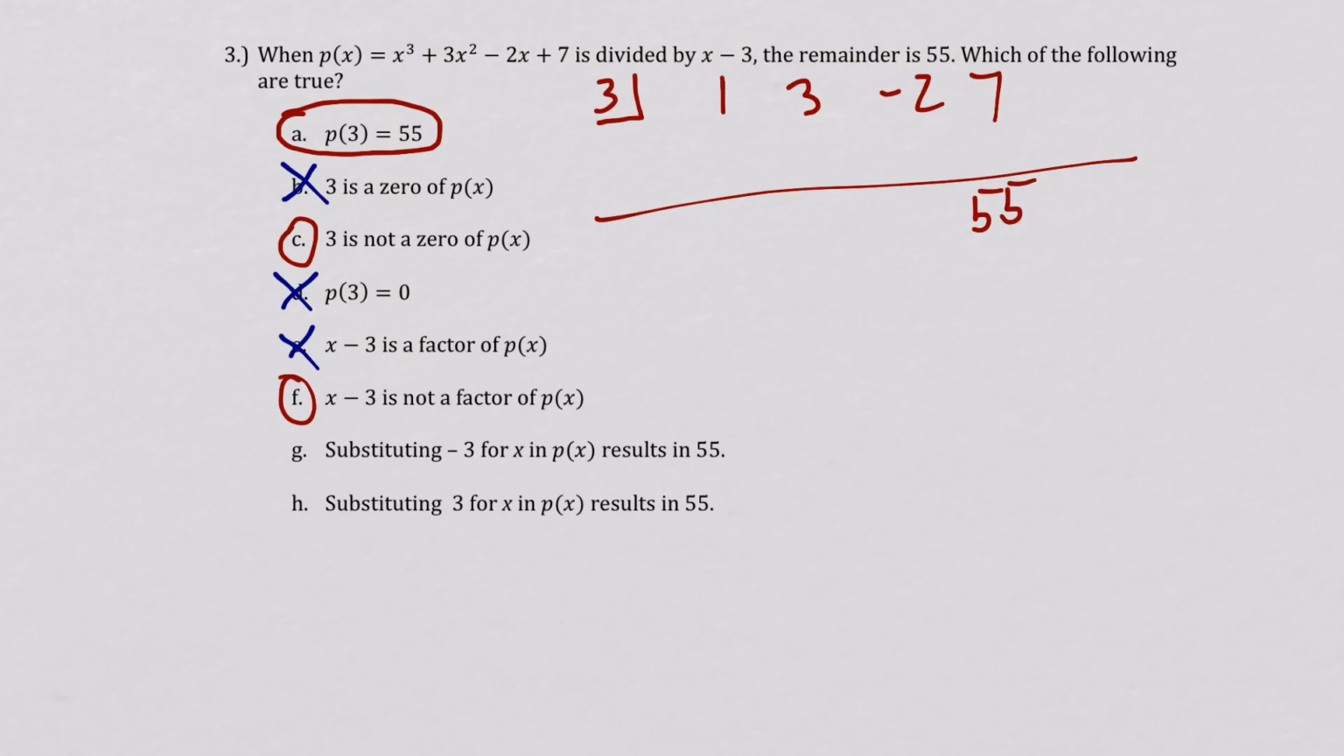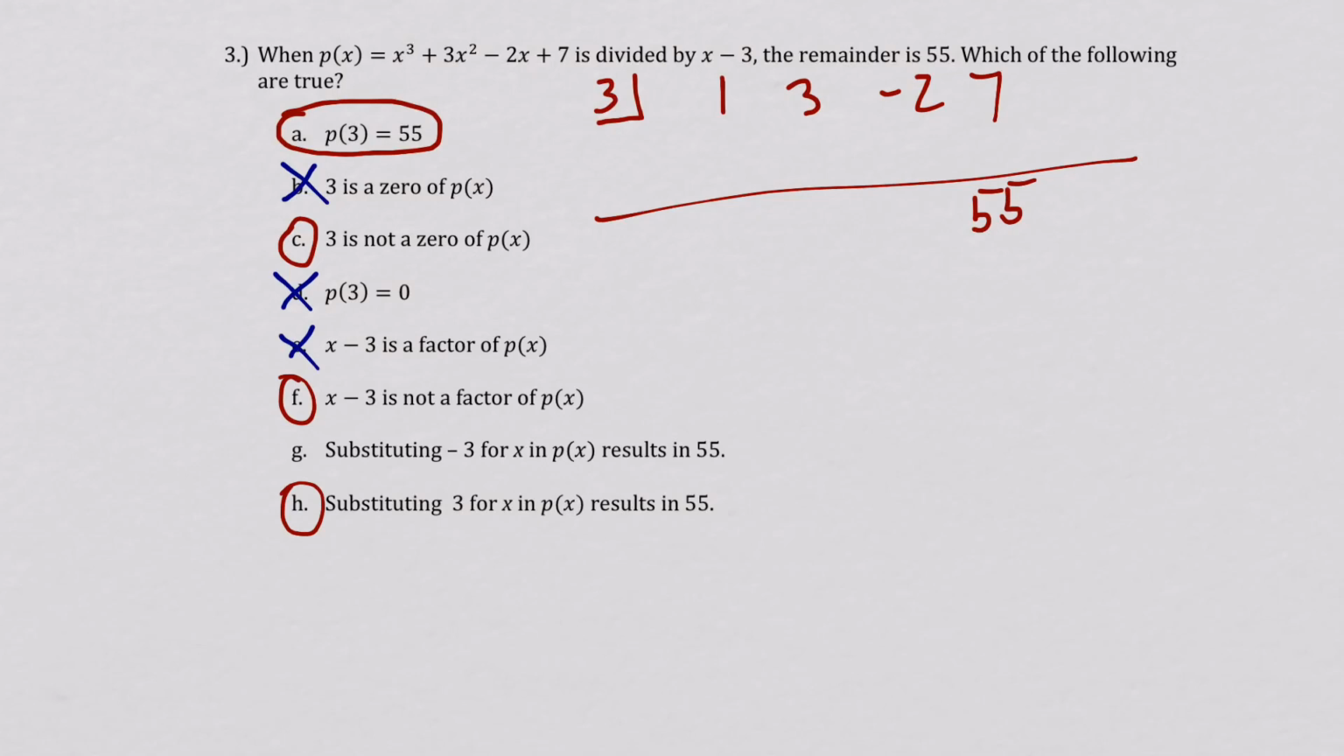All right, final two, which are very much related to each other. G: Substituting -3 for x in p of x results in 55. That means if we plug in -3 right here, will we get 55? Okay, we don't know that. We know H. We know that if we substitute 3 in here, we will get 55, right? That's basically this. A and H are telling you the exact same thing. Substitute 3 into the function and you get 55. So H must be true because it's the same thing as A. But G, we don't know.